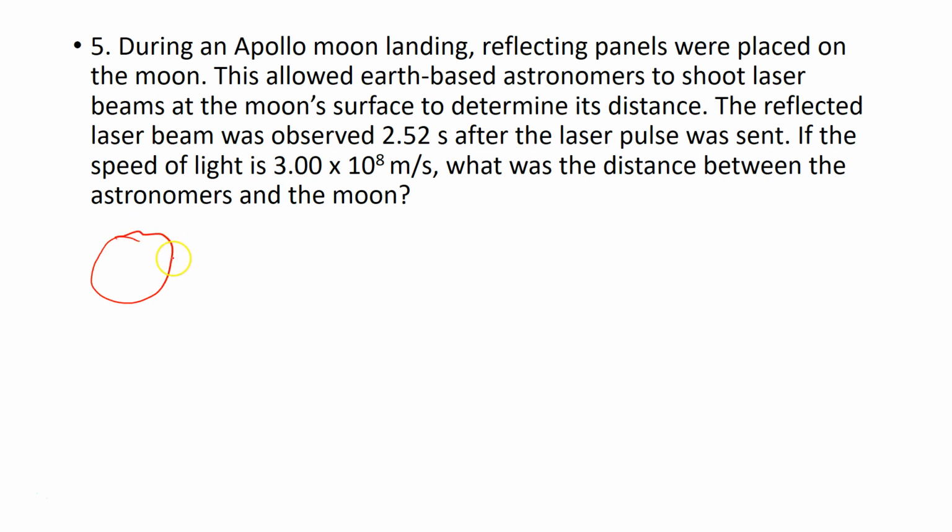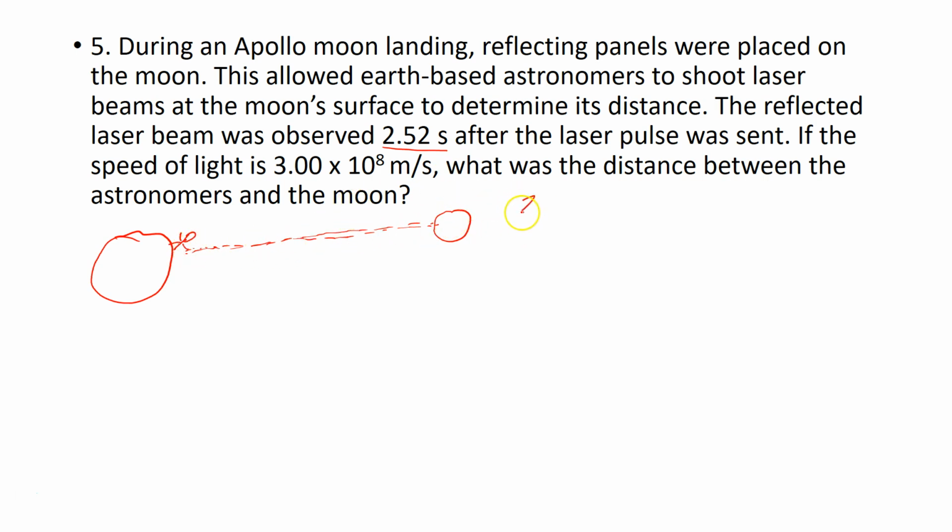So here's Earth, and if you are standing on Earth, so there you are, and there's your arms, and you take a laser and shine a laser beam at those panels, they will hit the panels on the moon, and then that light will come back. And we are able to time it. We find out that it takes 2.52 seconds for it to go all the way there and then come back. So let's try to figure out how long it takes for it just to get there.